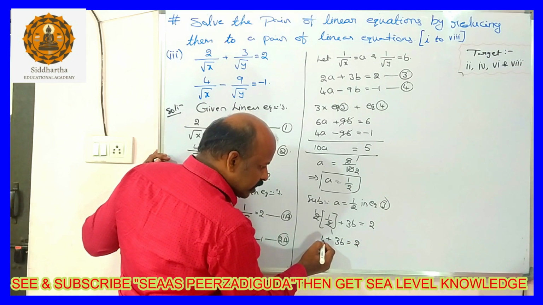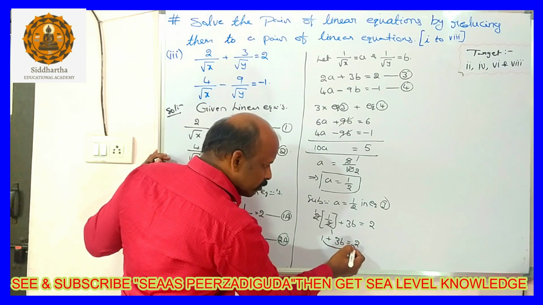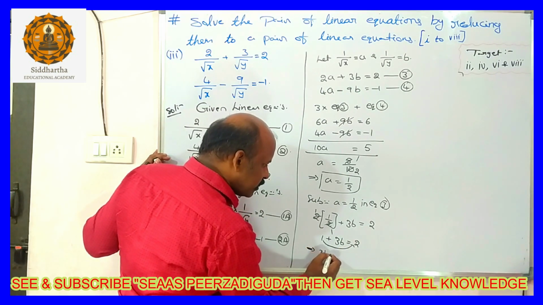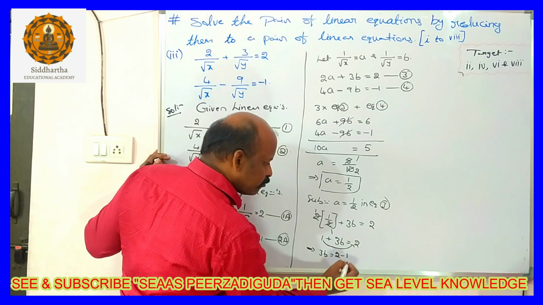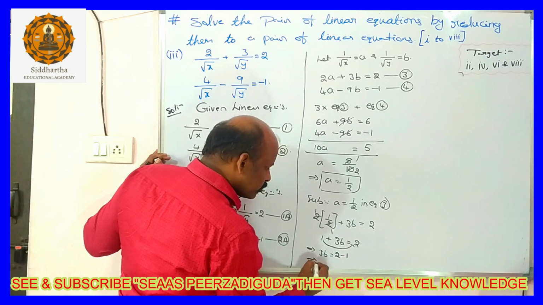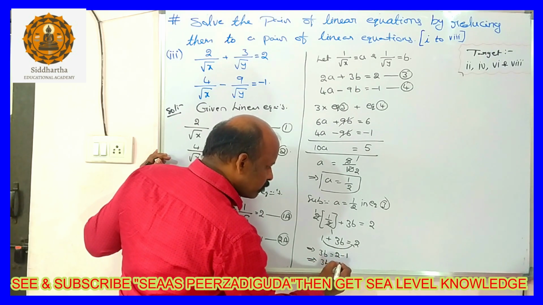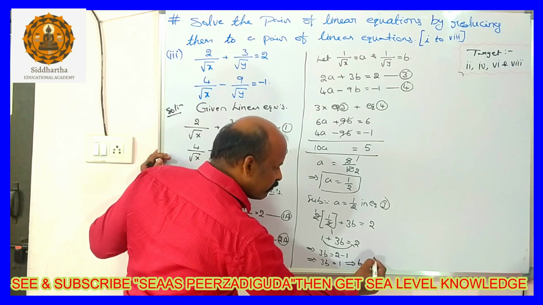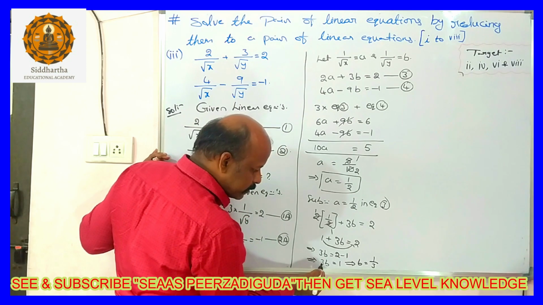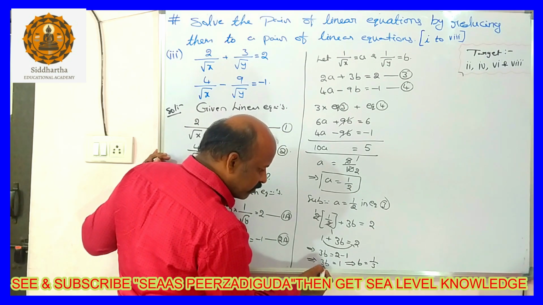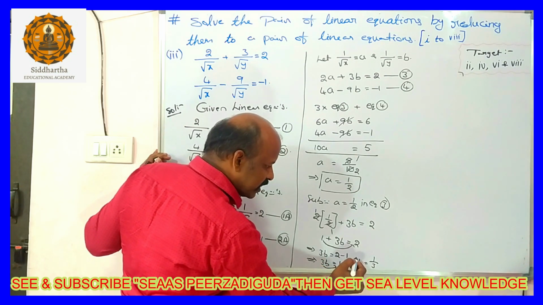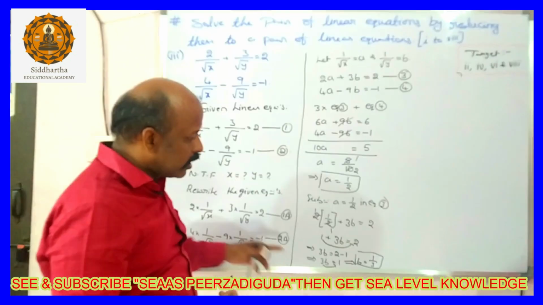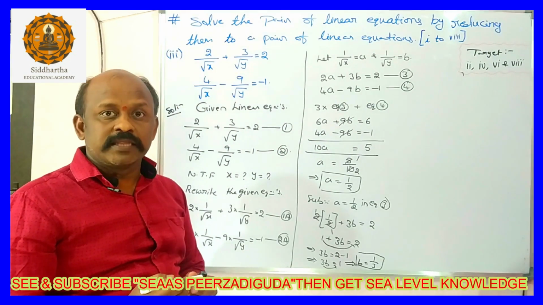So this 1 I am going to take to the RHS side. So 3b is equal to, what will happen here? 3b is equal to 2 minus 1. 2 minus 1, what will we get? So 3b is equal to 1, which implies b is equal to 1 by 3, because between 3 and b there is a multiplication symbol. When we take it to the RHS side it will be division. So we got the value of a is 1 by 2 and the value of b is 1 by 3.